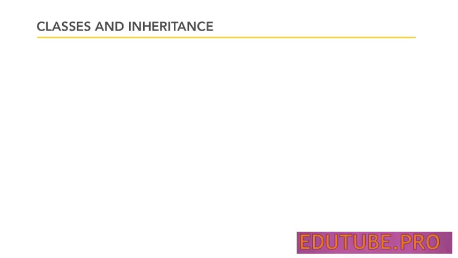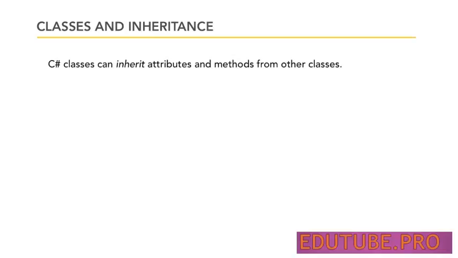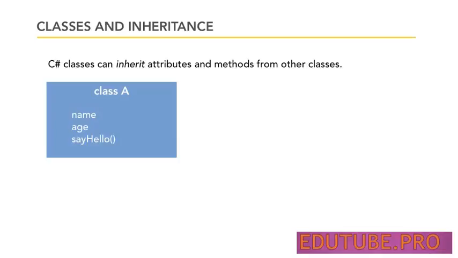Classes can also inherit attributes and methods from other classes, and this is a very important concept in object-oriented programming, so it's important that you understand this. For example, let's imagine that I have a class that I want to define called Class A, and Class A contains a couple of fields like name and age, and it has a function in it. In this case, it's called say hello.